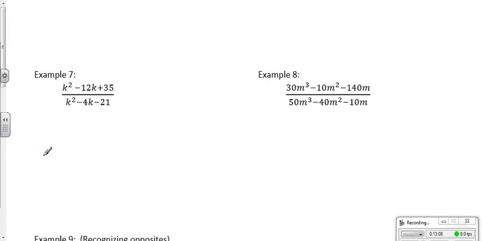Here we have 2 more that we're going to have to simplify, and I am going to stop at this point and consider this part A, because I went a little bit slower at the beginning and I didn't get everything done by 15 minutes here. So I'm going to stop at this point, and I'm going to finish this lesson in part B.